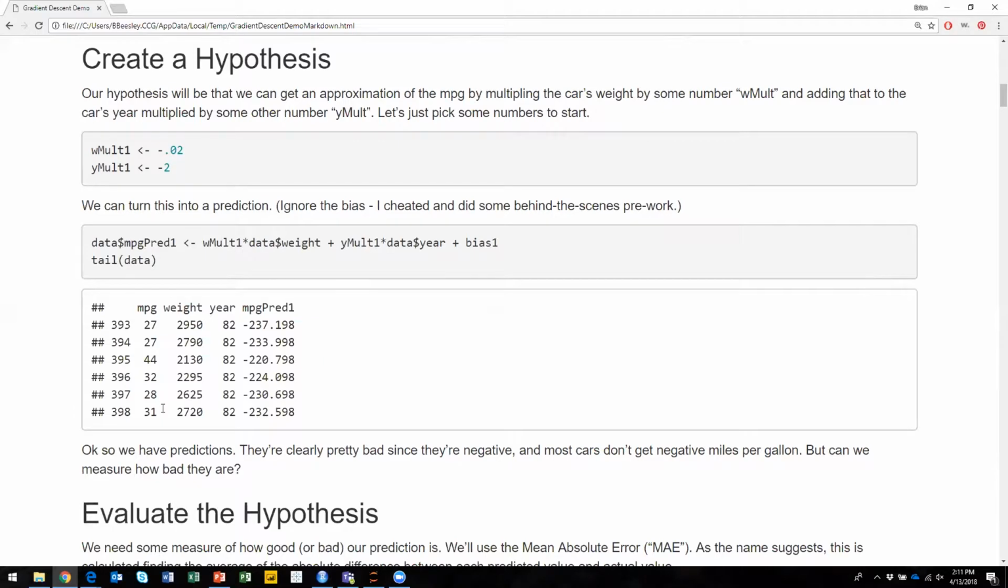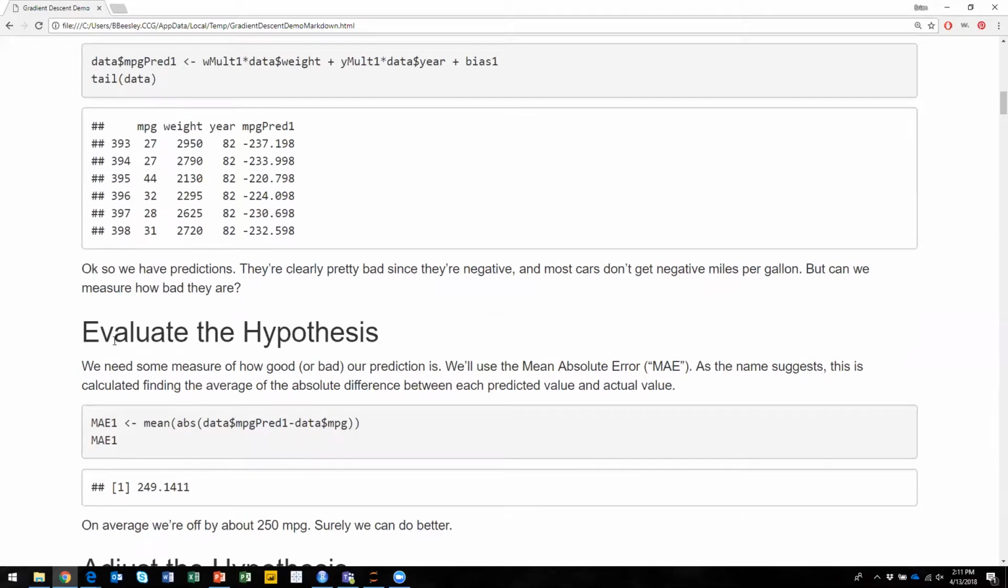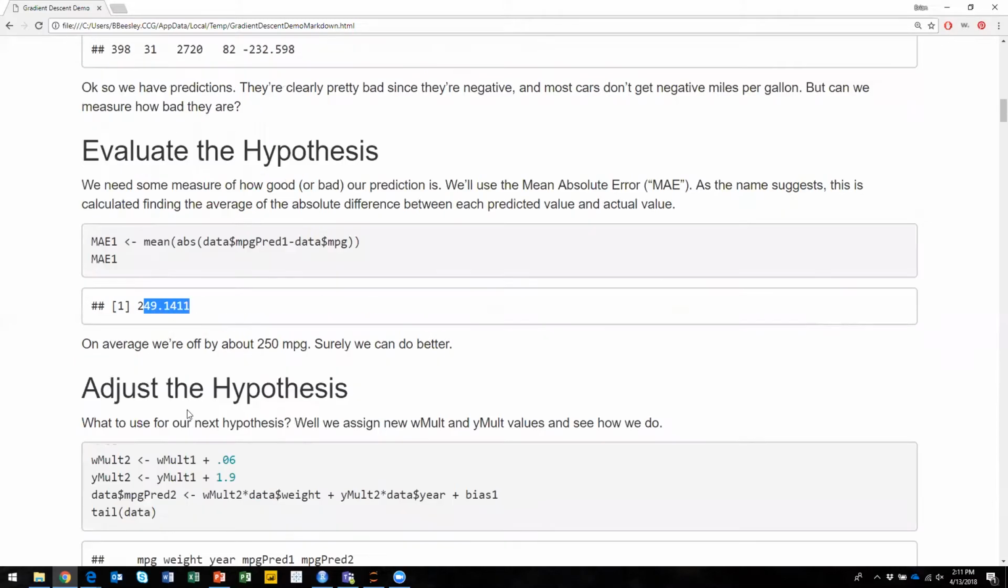We have to give the computer a way to objectively state how good or bad they are. And what we're going to use for that is called mean absolute error. So we're going to take the difference between each of our predictions in each of our MPGs and our actual values. We're going to take that difference, take the absolute value, and then find the average of all of those. So our mean absolute error is about 250. So on average, we're off by 250 miles per gallon.